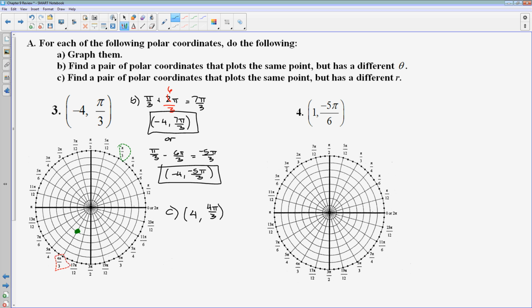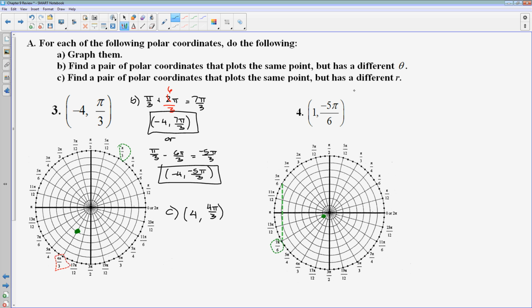All right, number 4 here. 1, negative 5 pi over 6. The way I find a negative angle, the easiest way for me is I'll find the positive one. So here is positive 5 pi over 6. Negative 5 pi over 6 is going to be straight below it. So I'm going to look straight down, and the denominator will stay the same. And I'm going to go straight down to 7 pi over 6. So that's how I'm going to find my angle negative 5 pi over 6. And we're going 1 unit in the direction of negative 5 pi over 6, which is right here, very close to the origin. So there's the graph.